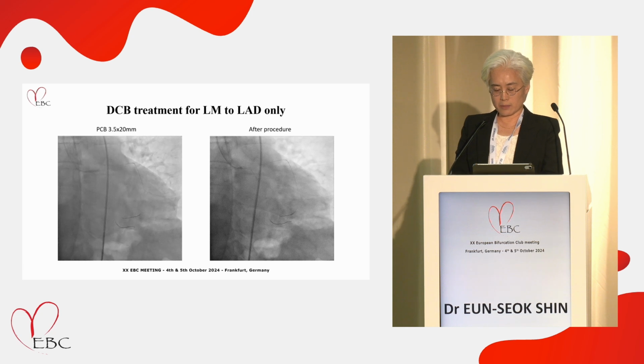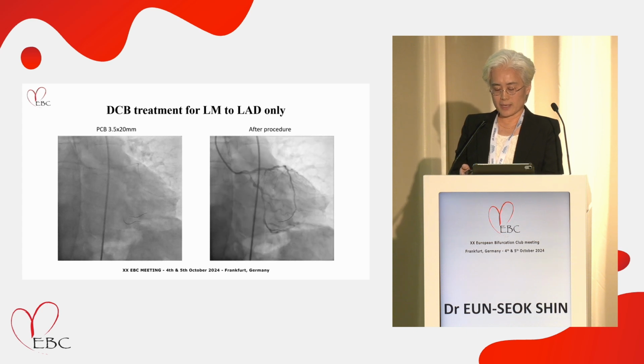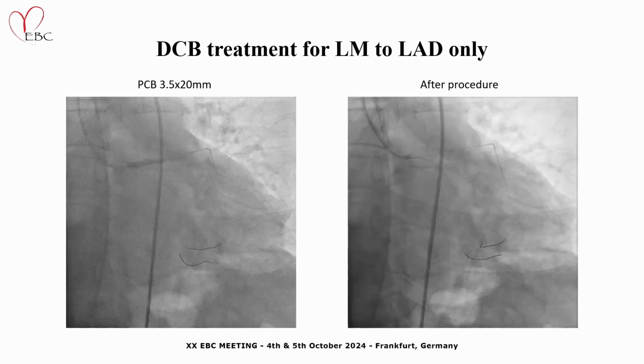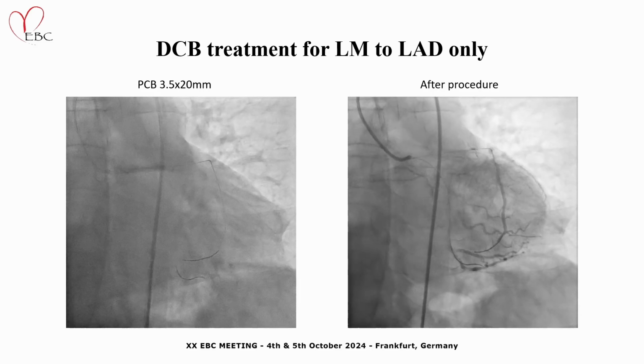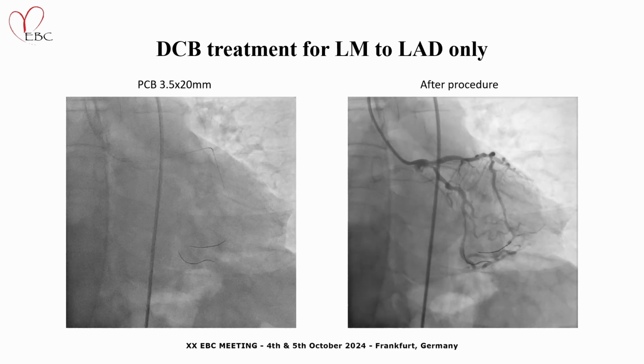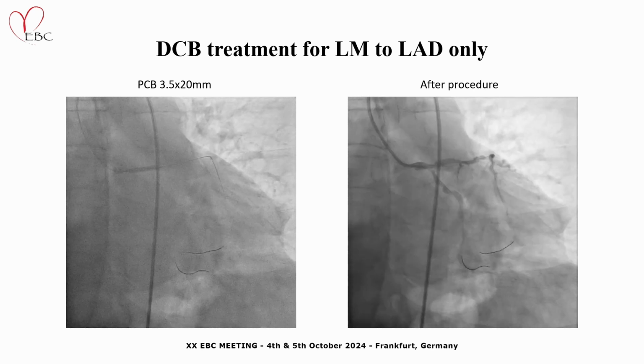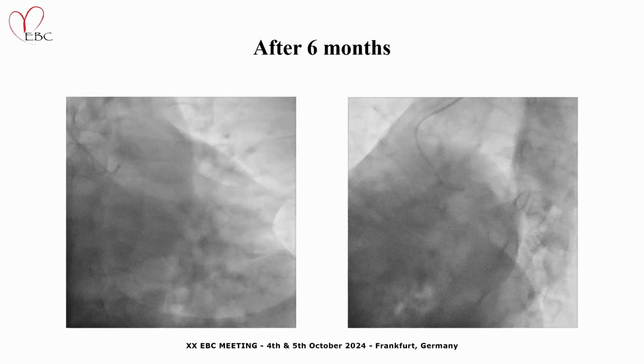The left main to proximal LAD was treated with a paclitaxel-coated balloon, the same size as the pre-dilation balloon, 3.5 millimeter. It was also successful, with normal flow in both the LAD and circumflex artery. We didn't touch the circumflex ostium.